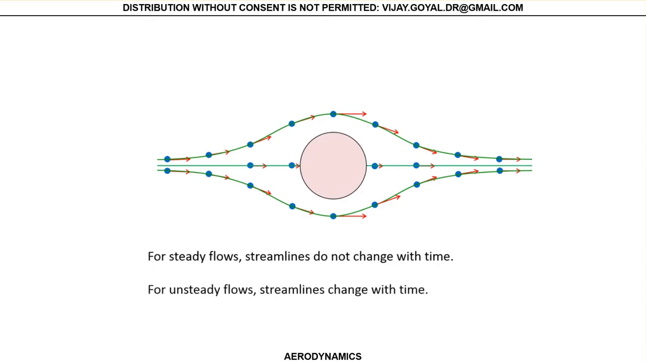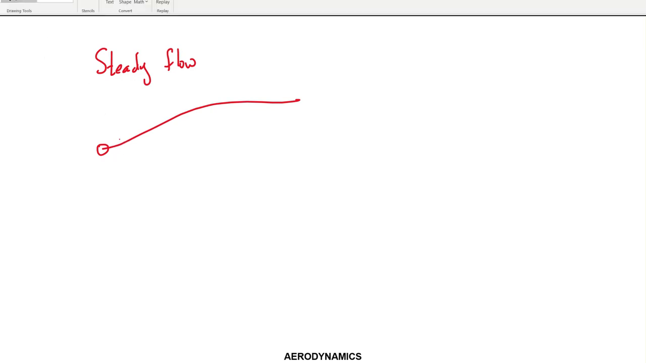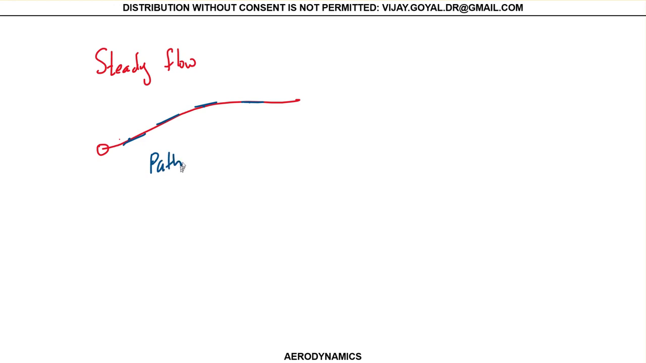So let me give you an example of a steady flow. Your streamline will look something like this. Very nice. So in every point, this is 90 degrees, this is completely horizontal. You have a nice tangential line applied, and in this particular case, the path line is actually the same as the streak line.